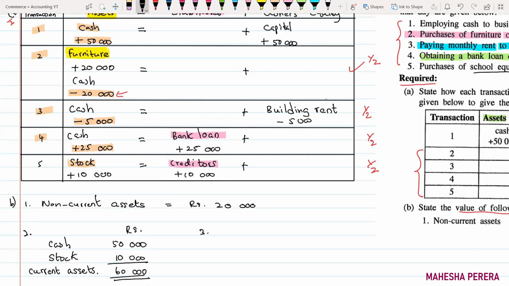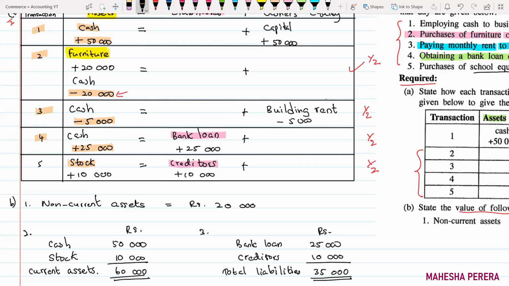Third question, the answers. Again, rupees over here. You say bank loan, this much, 25,000 rupees. And then creditors, 10,000 rupees. Altogether, we have 35,000 rupees of liabilities. So in front of the final answer, you can tell total liabilities. Right. Let's quickly answer the next question.